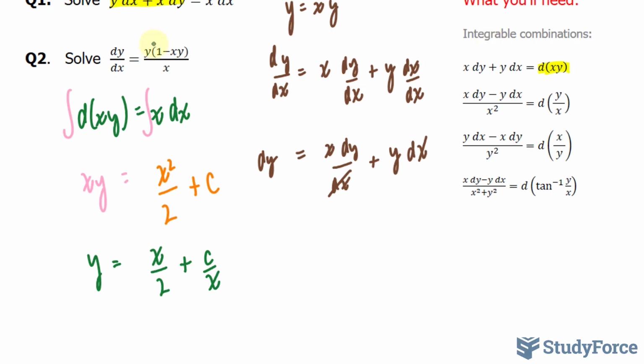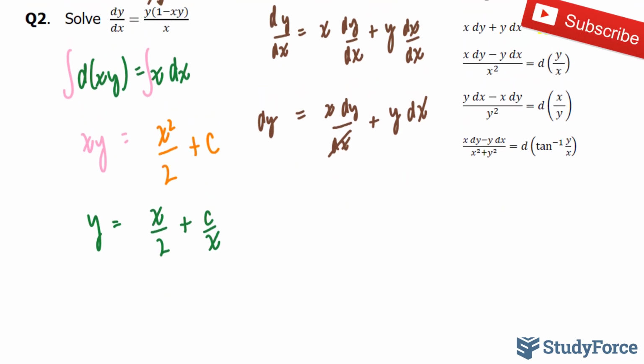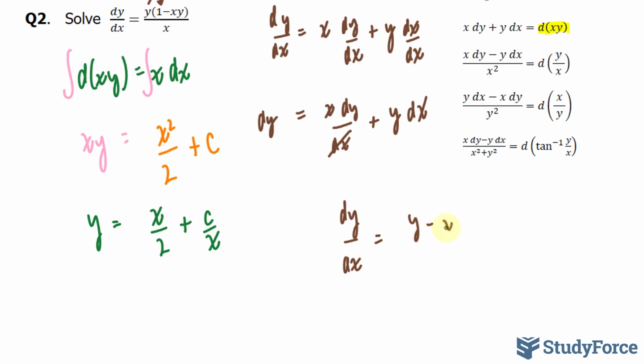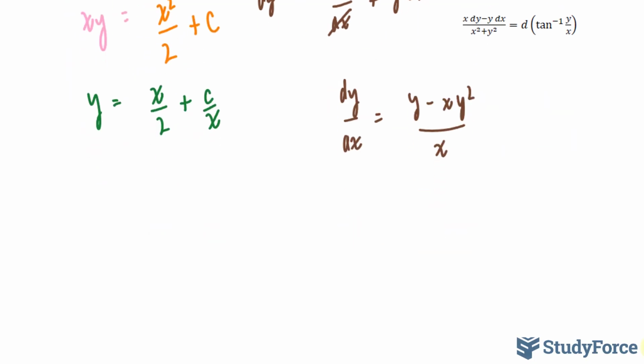So let's start by expanding the numerator and see what happens. So I'll expand this y to this 1 and to the negative xy. If I do that, I end up with dy over dx is equal to y minus x y to the power of 2 over x. Next, what I can do is clear the denominators by multiplying both sides by dx and x. In other words, I can cross multiply at this point. So if I do cross multiply, I will end up with dy times x, so this times this and this times that: y dx minus xy squared dx.